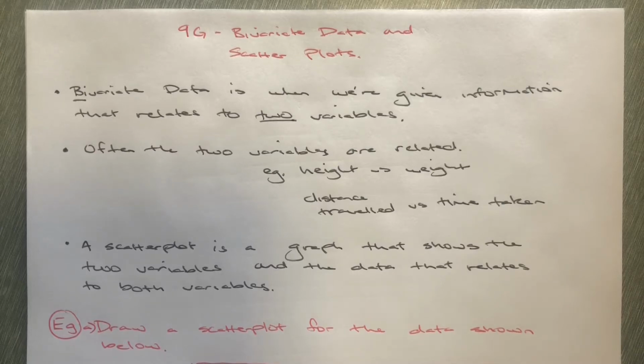All right, let's look at 9G, which is bivariate data and scatterplots. For those of you who are thinking about doing Further next year, this is something that is involved in Further. So this will definitely help you out if you manage to do a good job and learn it reasonably well. Let me just talk about what each of these things actually are.